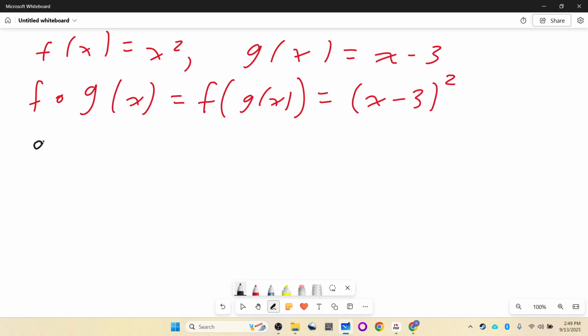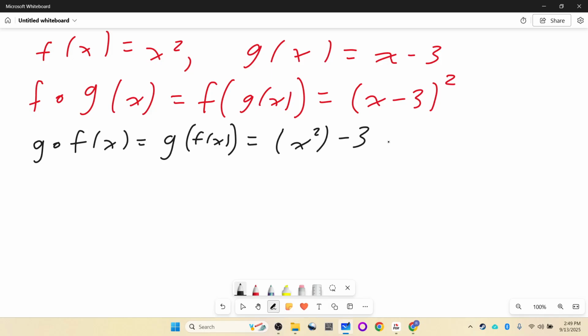What if we go the other way? g of f of x. We take the f of x function, which is x squared, and look at g, and wherever we see an x, we write x squared. So it becomes x squared minus 3. Now, I always say when I plug in, I use parentheses. In this case, we can just drop them. They don't really contribute anything. So x squared minus 3. These are not the same. Composition of functions is definitely not commutative.